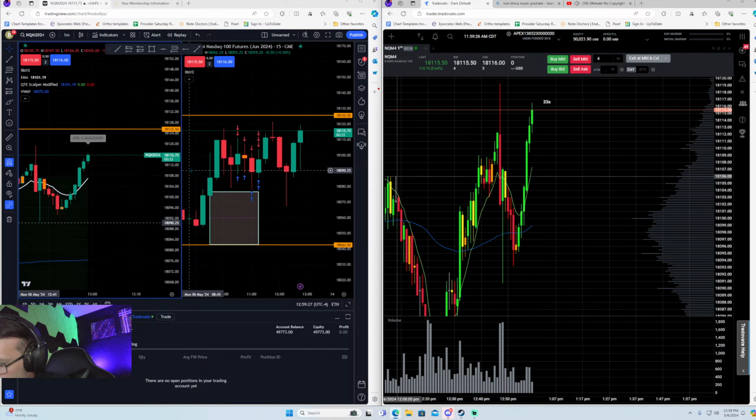So bottom line, in an uptrend, you're only looking for the stochastics to trade below 20. In a downtrend, you're only looking for the stochastics to trade above 80.